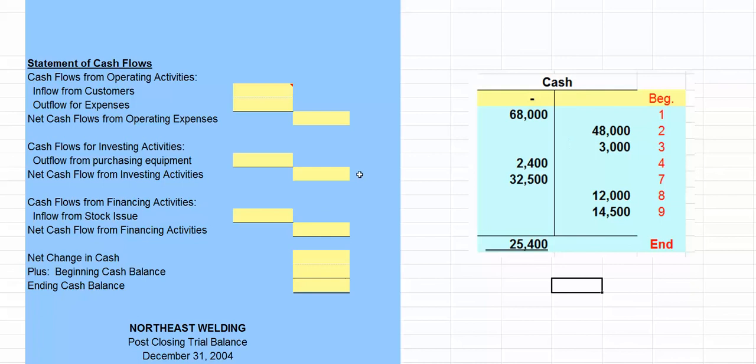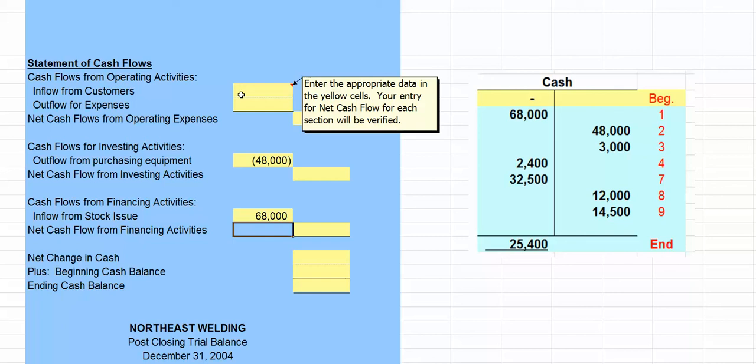Recall the $48,000, that was the purchase of equipment. So we had a $48,000 outflow related to the purchase of equipment. And in terms of financing activities, our only inflow was the issuing of common stock for $68,000. Anything then remaining in terms of the debit side of our cash general ledger account would be a cash inflow related to our operating activities or from our customers.